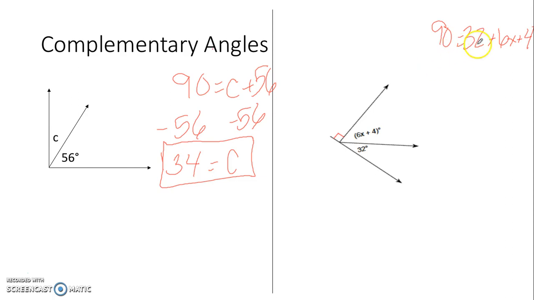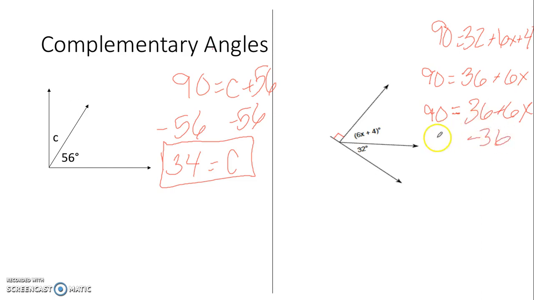Alright, so now let's solve. So 90 equals, combine like terms, 32 plus 4 is 36 plus 6x. Okay, I just combined like terms. Alright, now we have 90 equal to 36 plus 6x. I just rewrote it. Okay, I need to solve for x now, so subtract both sides by 36. 6x, these cancel out. 6x is equal to 54. 90 minus 36 is 54.